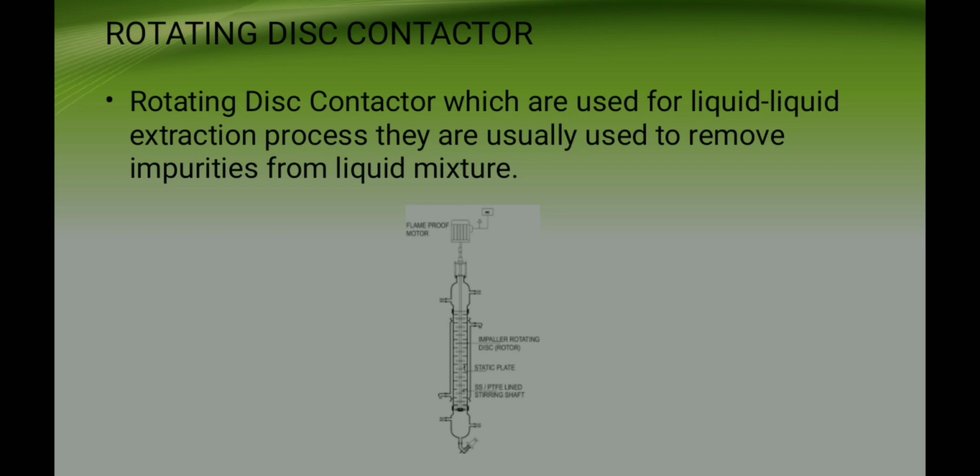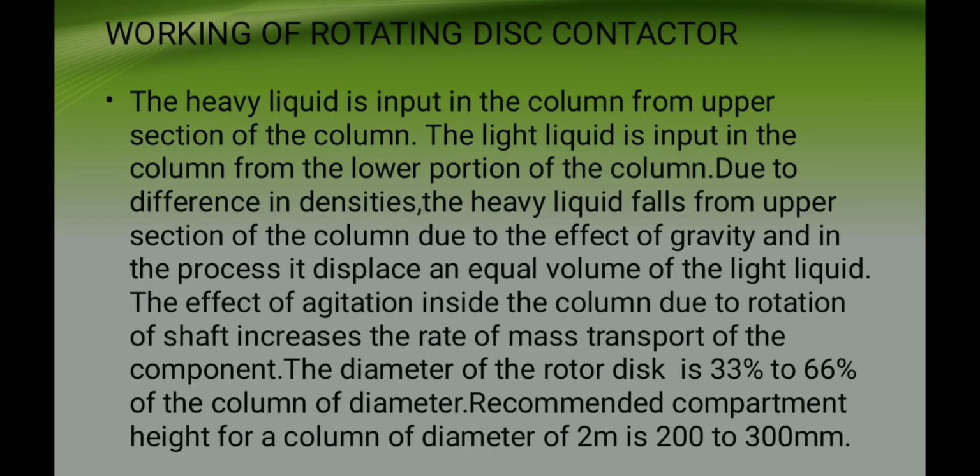Let us look at the working of RDC. Let us discuss the working of the rotating disc conductor. The heavy liquid is input in the column from the upper section of the column. As I showed earlier, the heavier liquid is in the upper section, and the light liquid is input in the column from the lower portion of the column, which I talked about in the previous slide. The heavier liquid inlet will be on the upper side, and the lighter liquid inlet will be on the downward side.